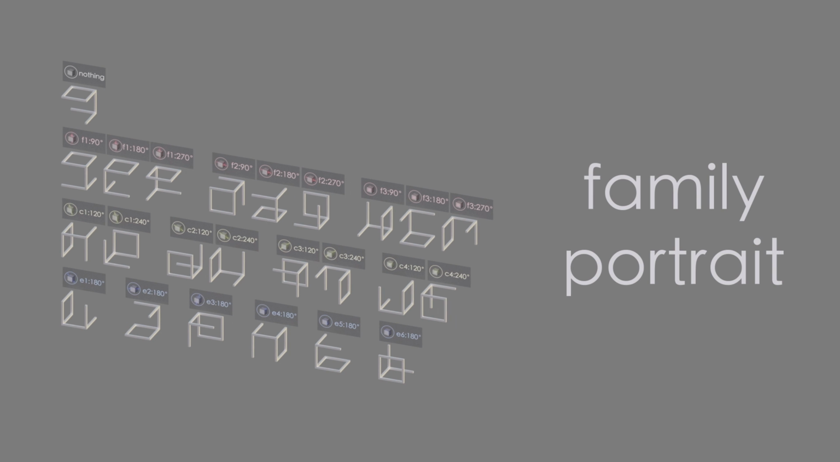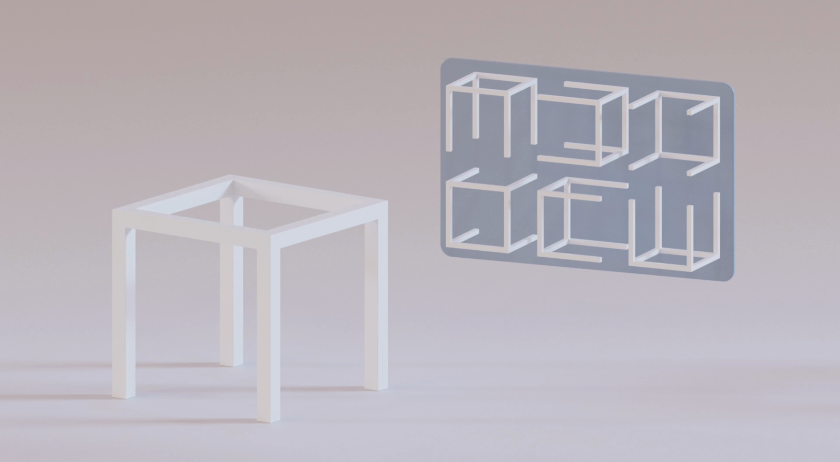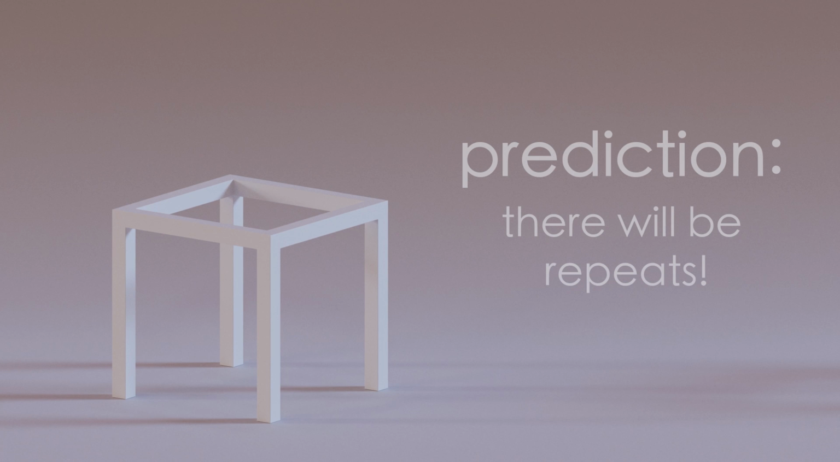But what do you think would happen if we made the family portrait of a shape that doesn't have 24 family members? For instance, we know this table-looking cube only has 6 members in its family. So if we make its family portrait, what's going to go in the other 18 slots? One thing we can say for sure is that there are going to be repeats. The reason for this is that we're about to knock over a table 24 different ways, but there are only 6 ways a table can land.